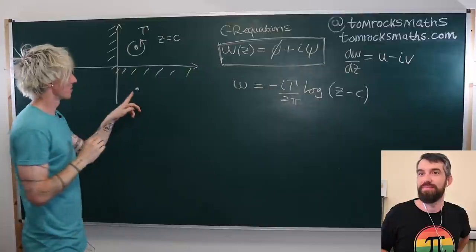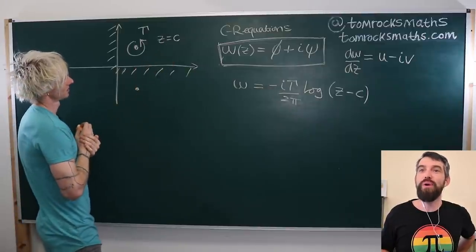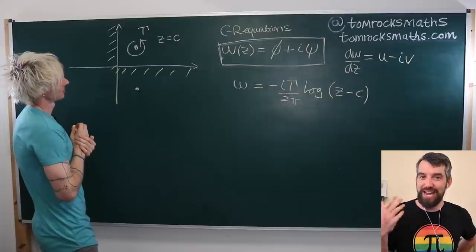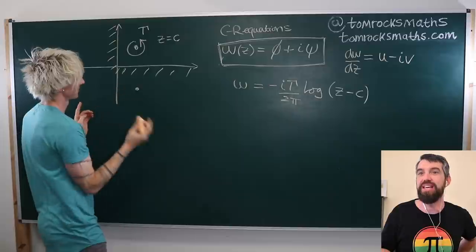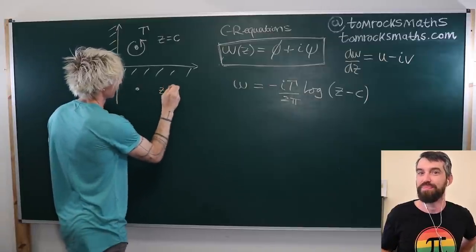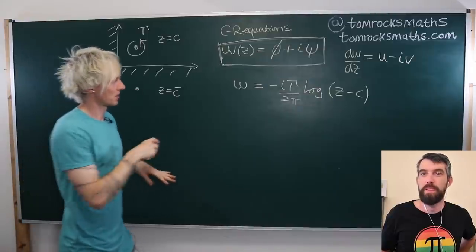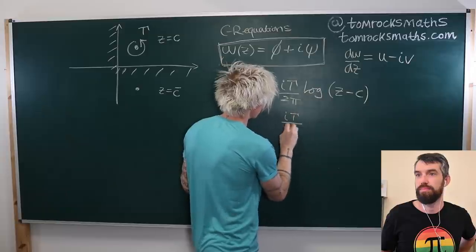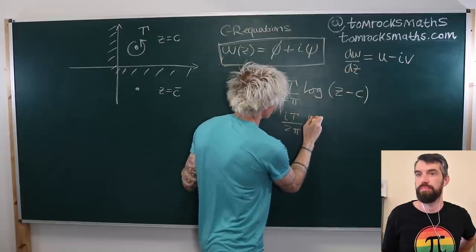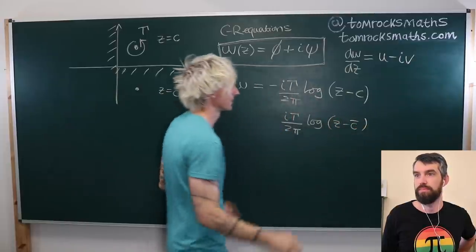Where will this one be located, if this is at c? What we want to change is just the imaginary part, so the real part's the same. So if we take the conjugate of c, then we should be at the right spot. Perfect, yes. So this one's now at c bar. We're going to have the same term, and in here it's now z minus c bar, and we'll worry about the sign in a moment.